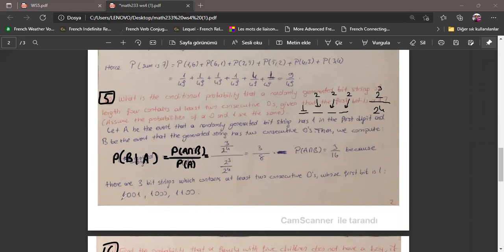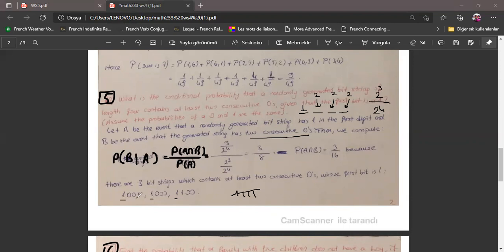There we know that the first digit is 1, right? And the other ones may be either 0 or 1, right? But we want them to satisfy event B. So what's that? Having 2 consecutive zeros. So we cannot, for example, have such a bit string. So A intersection B does not contain this bit string.